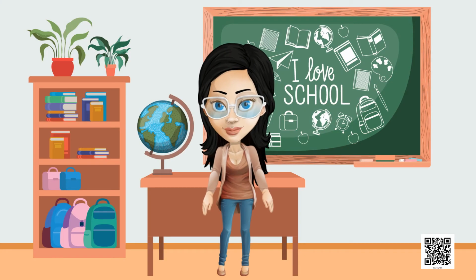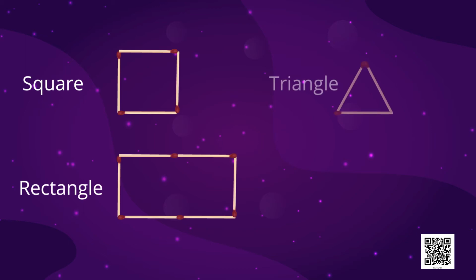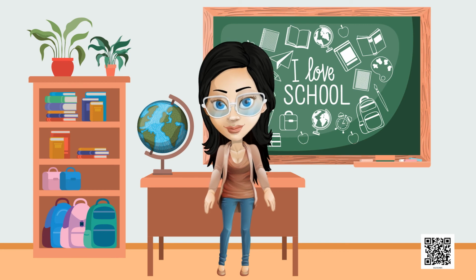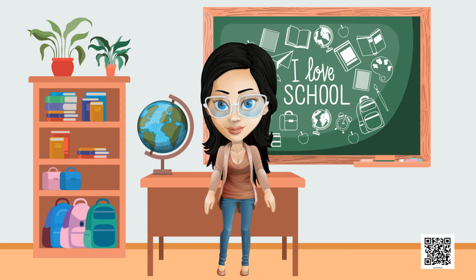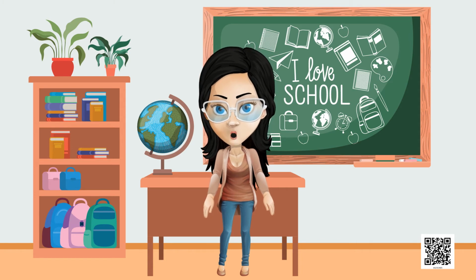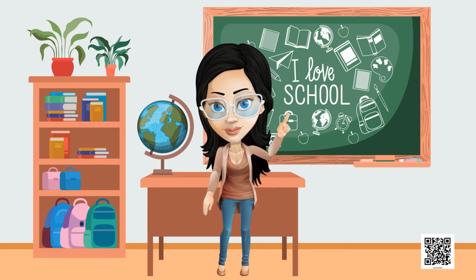Let us now make these shapes with the help of matchsticks. A square, a rectangle, a triangle. Can we make a circle with straight lines? Try making it with these matchsticks. No, that's not possible. To make a circle, we need curved lines, not straight.